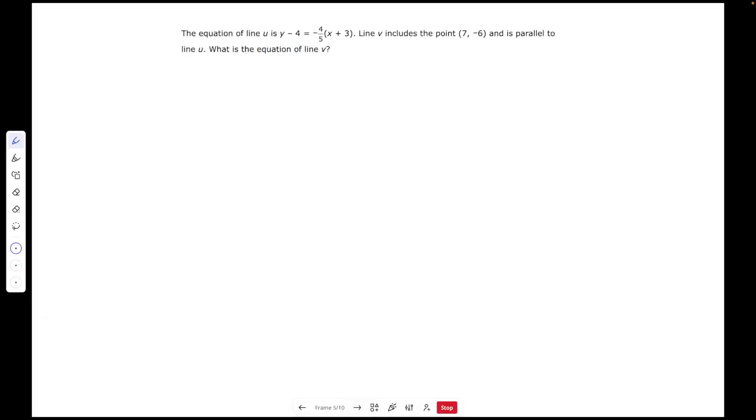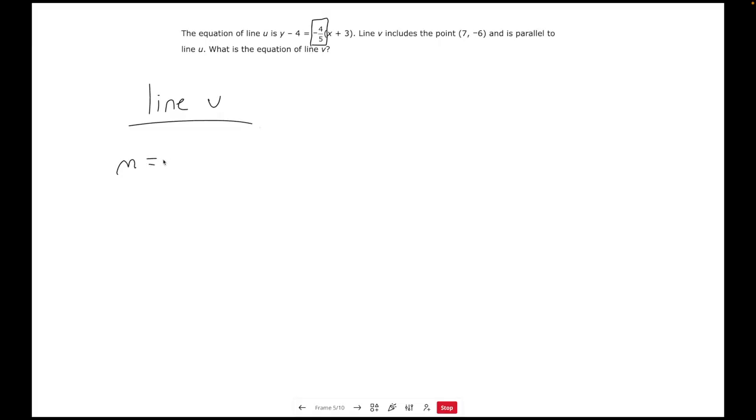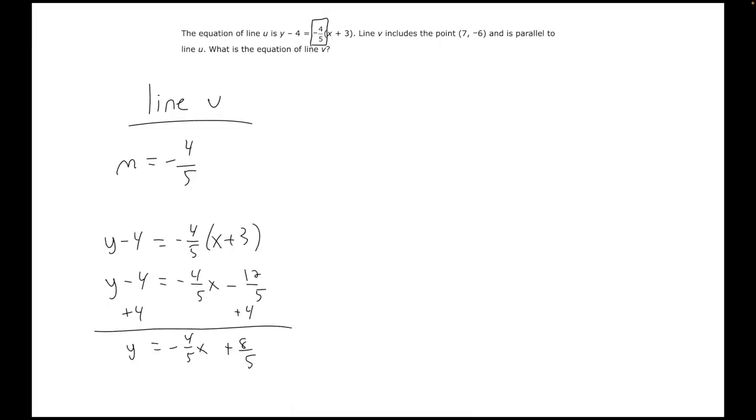Now for this problem, hopefully we recognize that this is already in point slope form. So line U is already in point slope form. So we should be able to look at that and say, oh, okay, the number in front of the parentheses is my slope. So therefore the slope is -4/5. You could also solve that. I will show that right now. All right, and so there's the solution if you put it in y equals form, and you'll notice that we end up with the same slope.